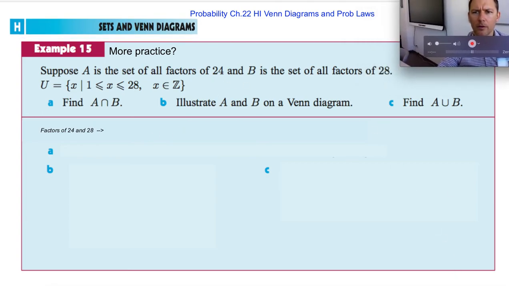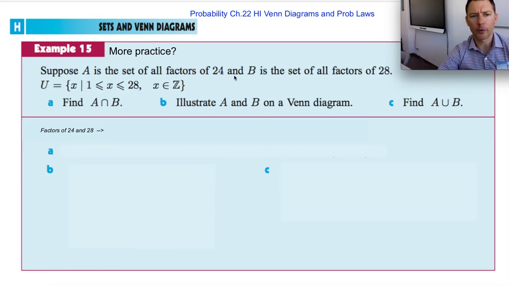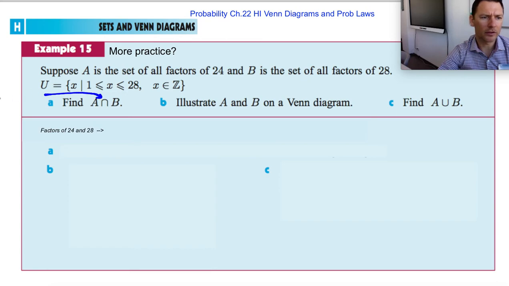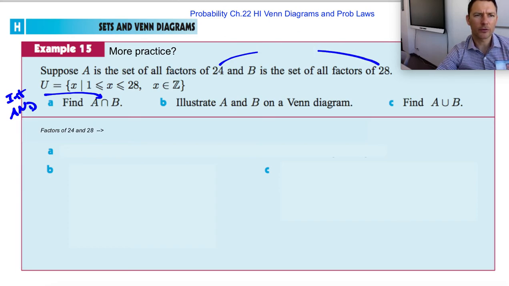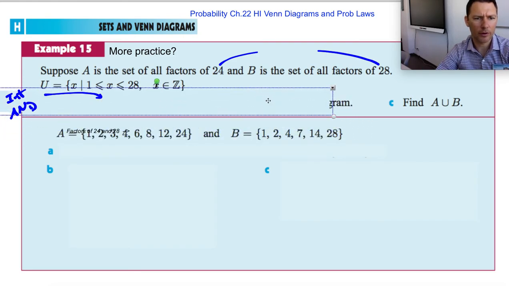So suppose A is the set of all factors of 24 and B is the set of all factors of 28. Here's the union, 1 through 28. This is everything in 1 through 28. Find A ∩ B. This symbol is called the intersection. It's the and. Cool. And so we're going to illustrate it on a Venn diagram. So find all the factors of 24 and all the factors of 28. Well, here's all the factors of 24 and 28.